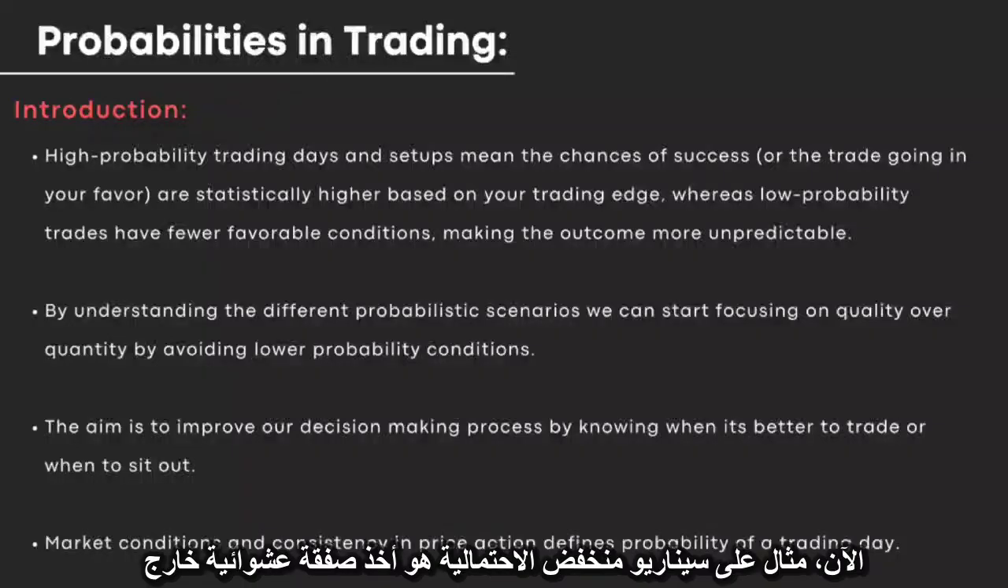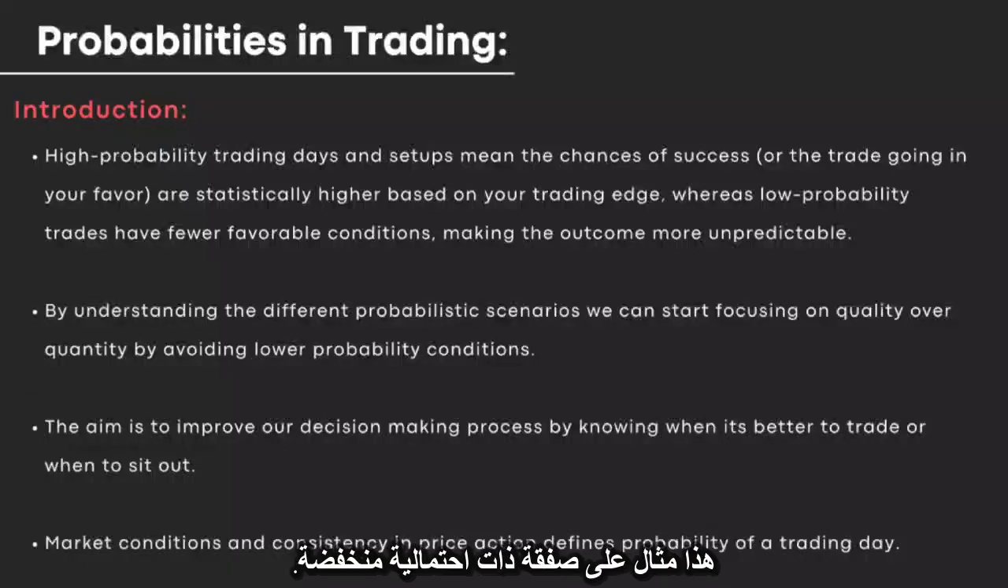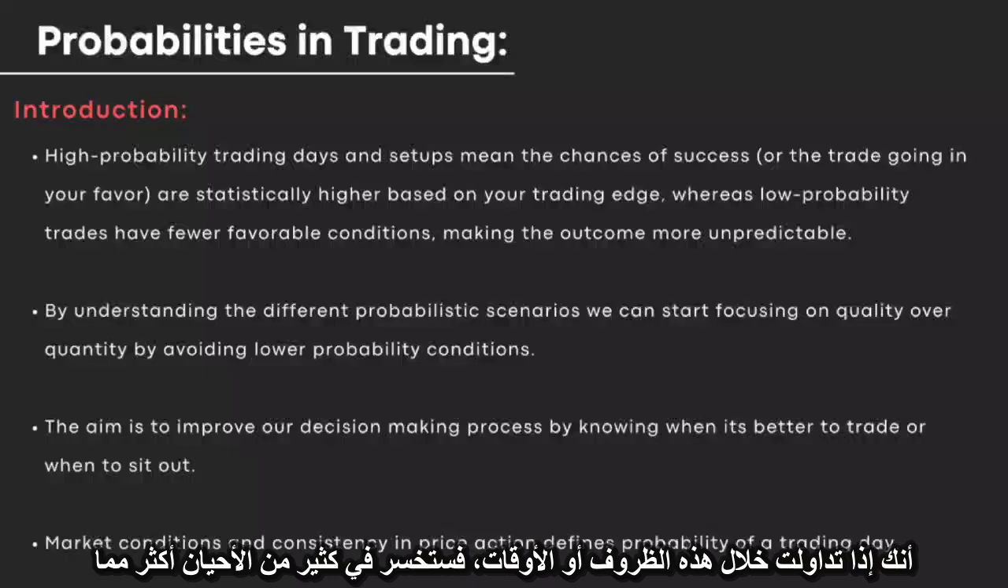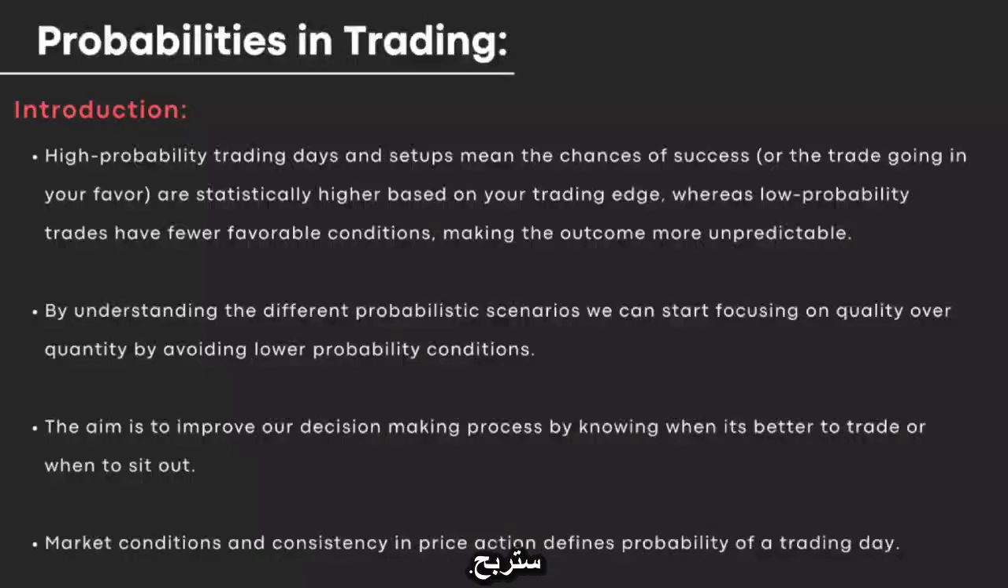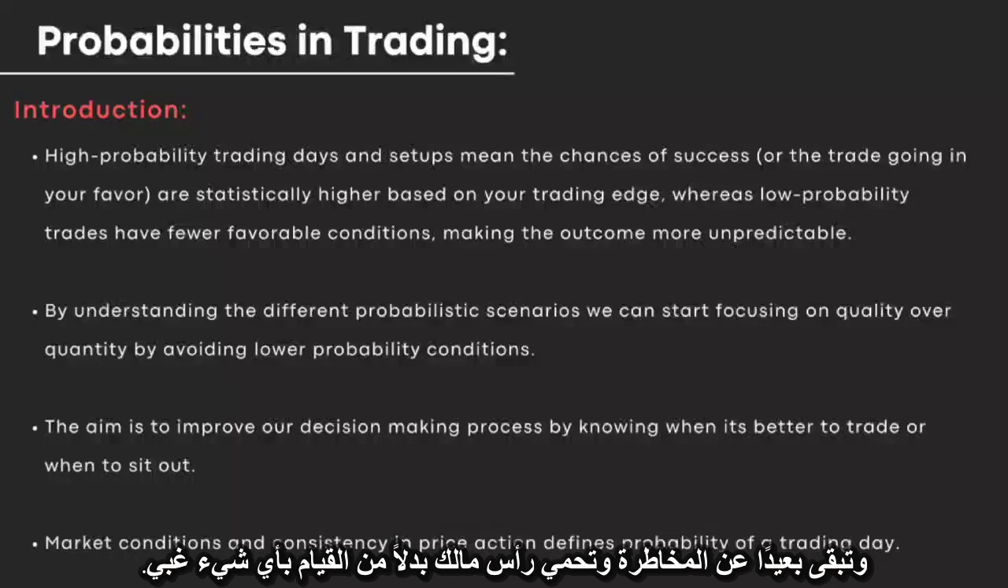Now, an example of a lower probability scenario would be taking a random trade outside your strategy, which might have been driven by emotion, overtrading or any other mistake. That is a lower probability trade example. And as I said before, all of this is proven by your data, because what your data shows is that if you trade during these conditions or times, you would lose more often than you would win. By trusting that data, you would stay out of the market at that particular time, stay risk off and protect your capital instead of doing anything stupid.